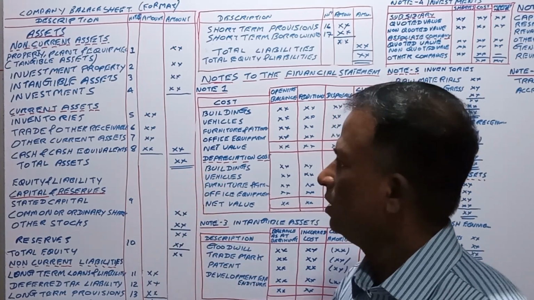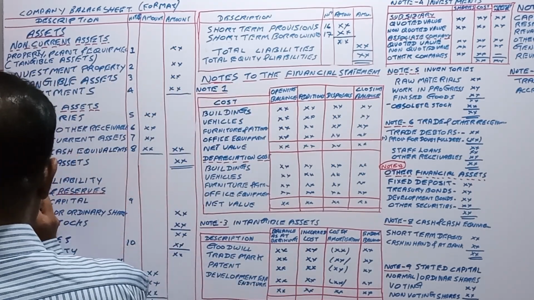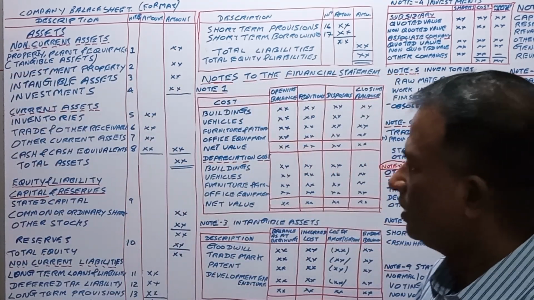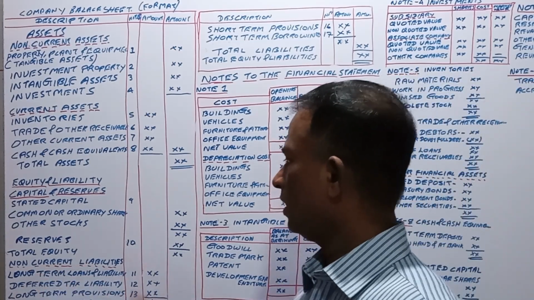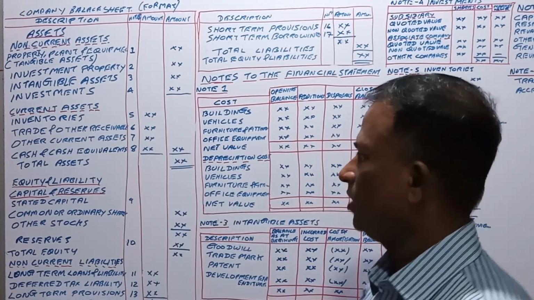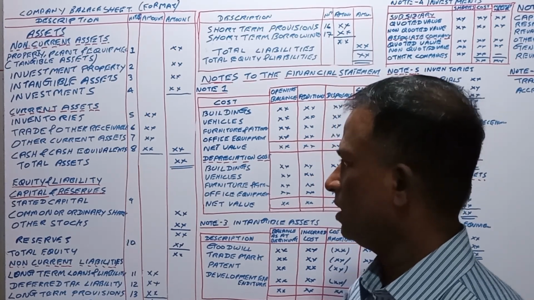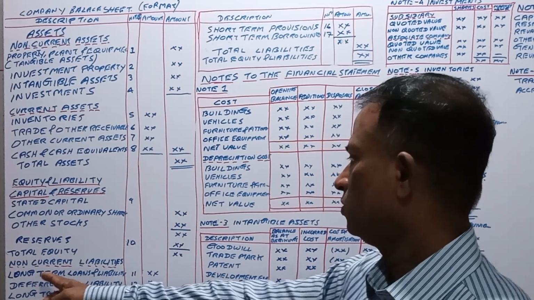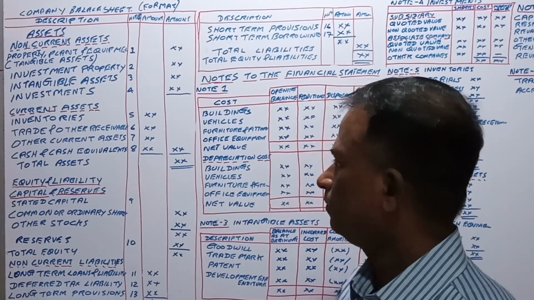This is the total. Thereafter, under equity and liabilities, you get capital and reserves, then non-current liabilities and current liabilities. Under equity and liabilities you have three categories. That is one section, capital and reserves, and the next section is non-current liabilities, and the third section is current liabilities, right?